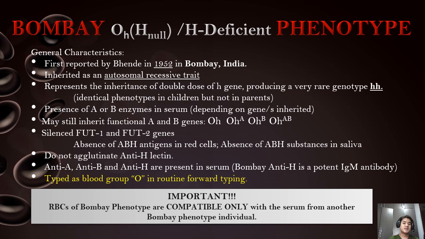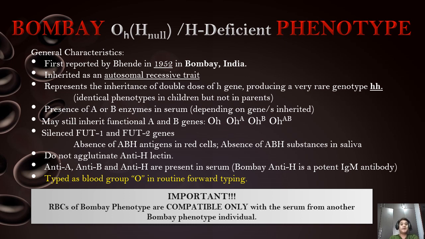However, due to the recessive inheritance of the h gene, these enzyme functions are totally impaired, meaning non-functional but present. Okay, based from this, if a Bombay phenotype has an inherited A gene, B gene or AB gene, they are written as superscripts of Oh, like what you are seeing here in this particular slide, OhA, OhB, and so on.